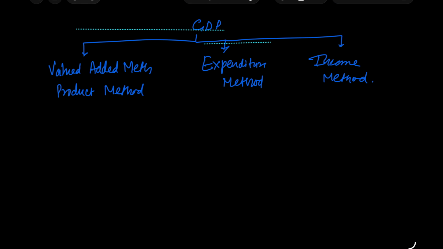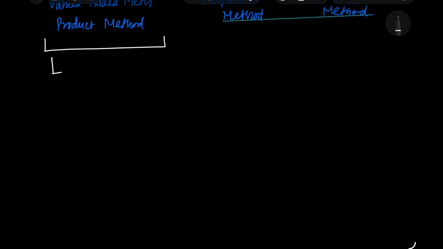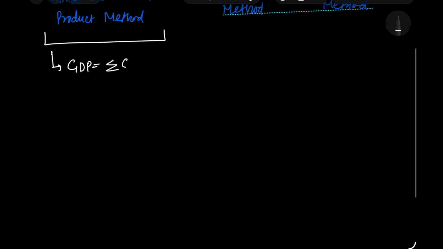In the value added method, what we do is that GDP is equal to the summation of GVA. Now in GVA, we decrease the cost of the intermediate goods, the value of the intermediate goods.